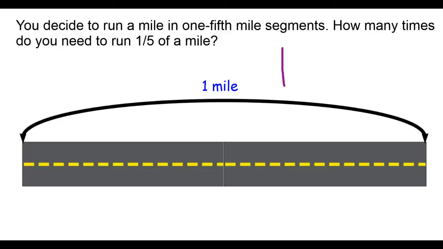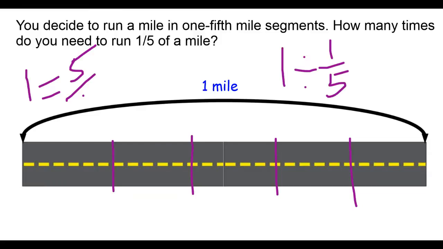Well, that's 1 mile broken down into groups of 1/5. Or how many 1/5s does it take to make 1 mile? 1, 2, 3, 4, 5/5. 1 is the same as 5/5. So therefore it takes 5/5 to create a mile. That's how many 5ths does it take to create 1? And we can count 1, 2, 3, 4, 5.